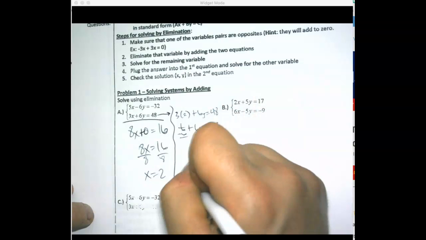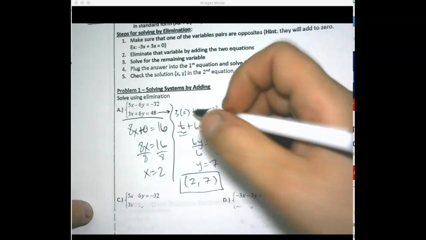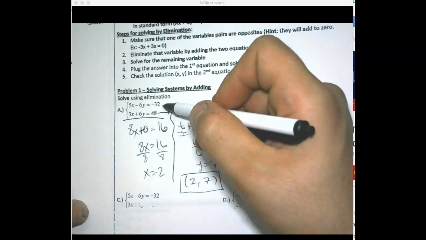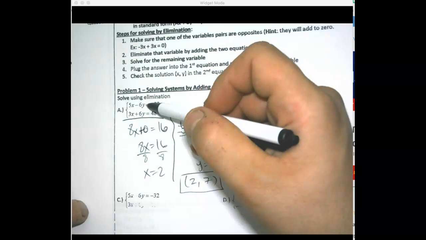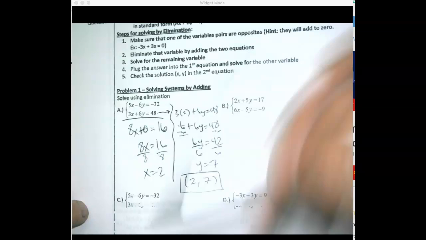So don't forget to write your answer as x comma y. Also, I'd mental math check my answer in the other equation. So I'd be like 5 times 2 is 10. 6 times 7 is 42. 10 minus 42 is negative 32, so it checks out.